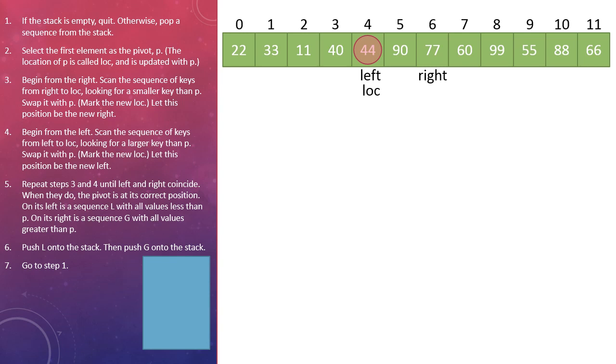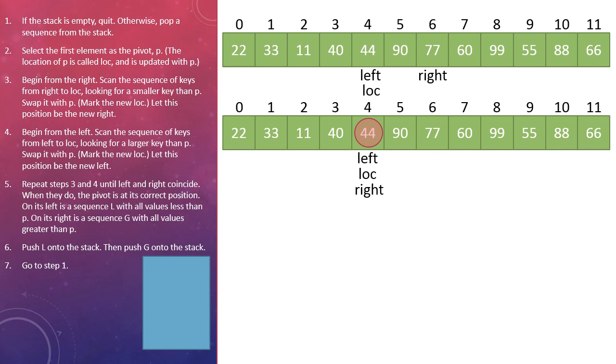Start scanning from the right, looking for a smaller element than 44. 77 is not smaller, 90 is not smaller, and then what happens is left and right coincide. What does it mean? It means that 44 is now at its correct position, or 44 has been sorted.